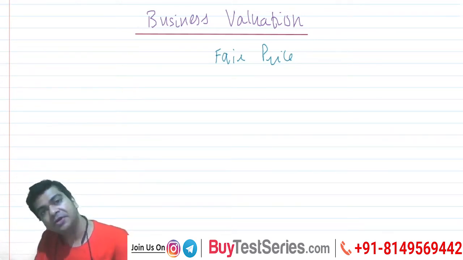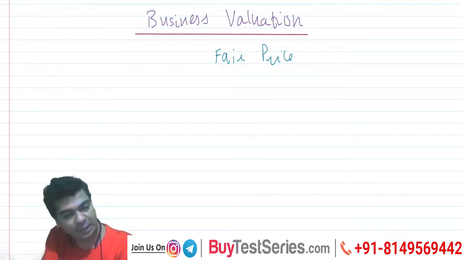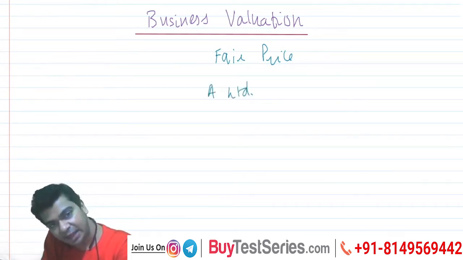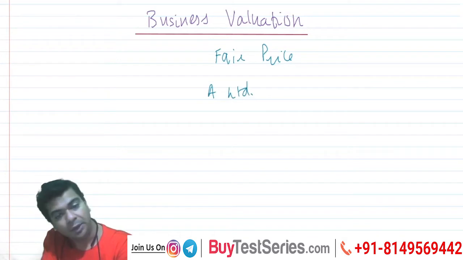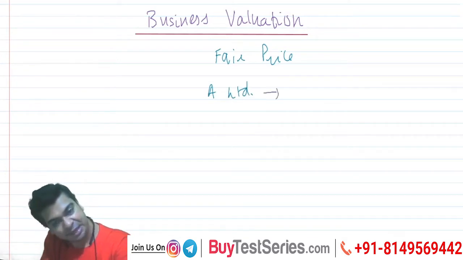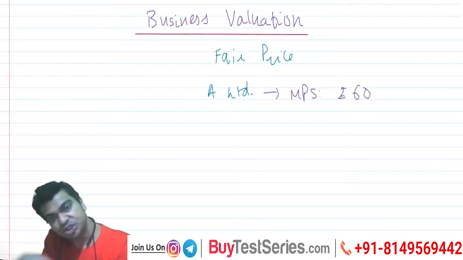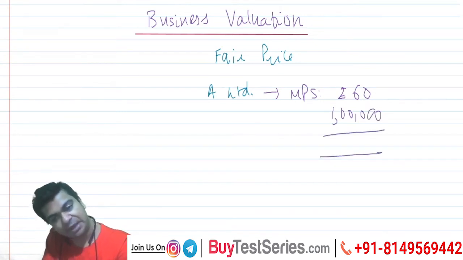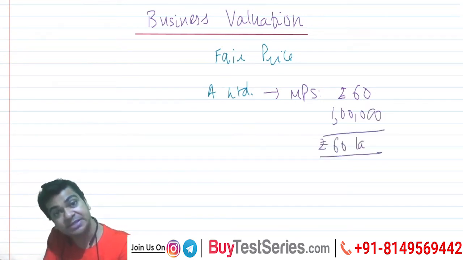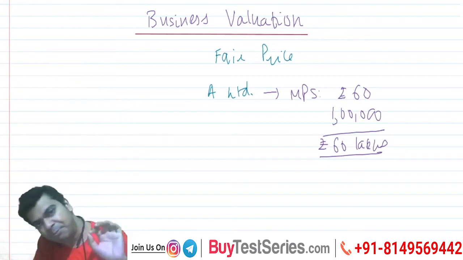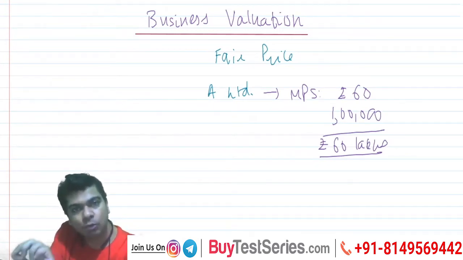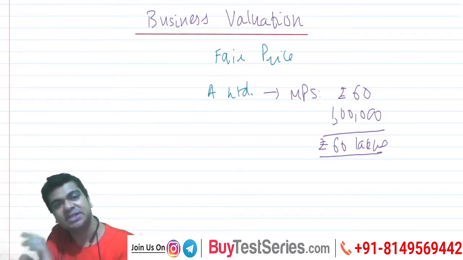Let us say you are interested in buying some company. Let's say you want to buy out a company A Limited. It's a listed company, so you can very easily find out its market price. Let us say the share is trading at 60. We also know that it has issued 1 lakh shares. If I multiply the two, I am getting 60 lakhs. So the price that you will have to pay to buy this company is 60 lakhs.